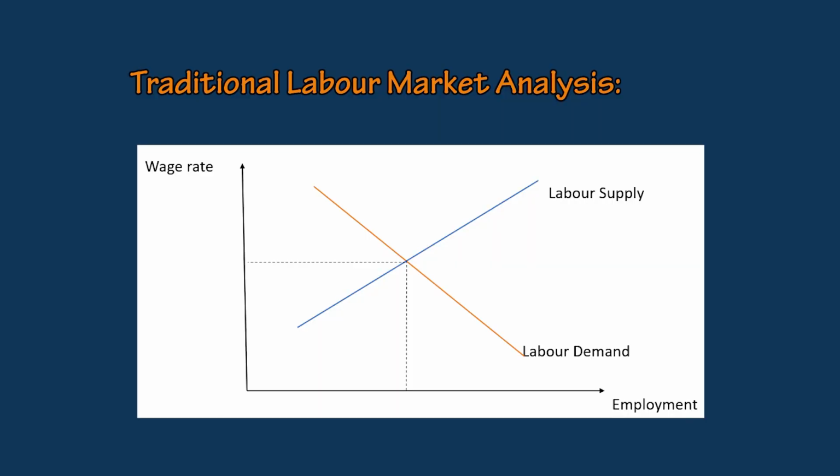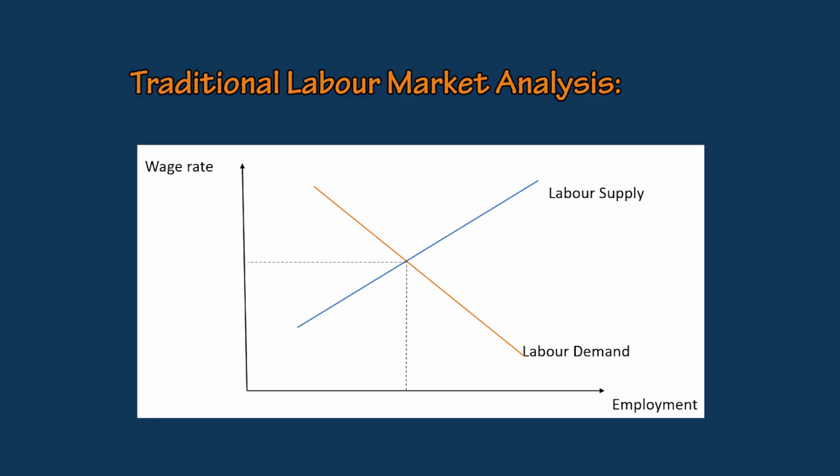To find it, let us start with our traditional analysis of labor market. In our traditional analysis of labor market, we represent wage rate on the vertical axis and the level of employment on the horizontal axis. Now, we know that labor demand is negatively related to the wage rate. On the other hand, labor supply curve is positively related to the wage rate.